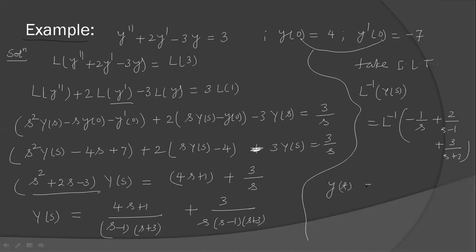So y(t) is equal to minus 1 times the Laplace inverse of 1 over s, which is 1, plus 2 e to the power t, this is the Laplace inverse of 2 over s minus 1, plus 3 e to the power minus 3t. You can verify the answer, put t equal to 0, you will get 4. You can see this, the first condition is satisfied. This is the non-homogeneous differential equation.